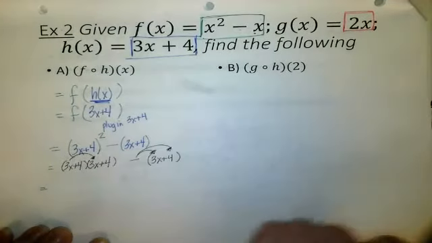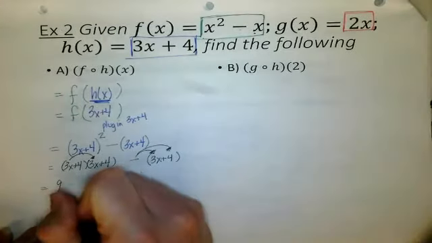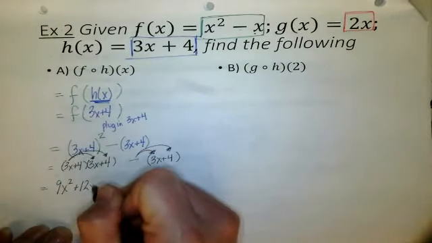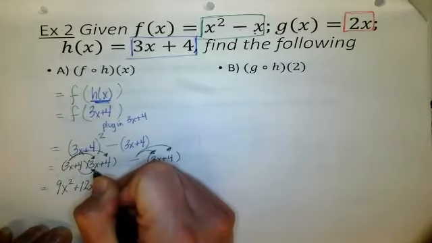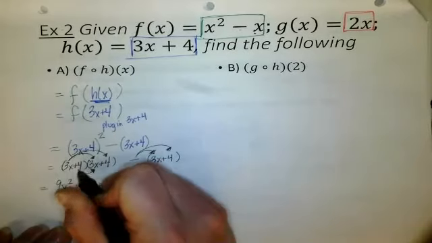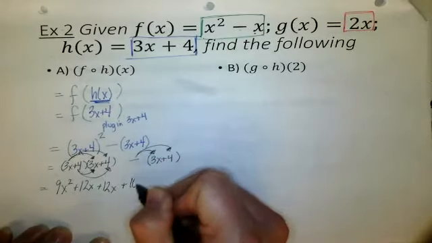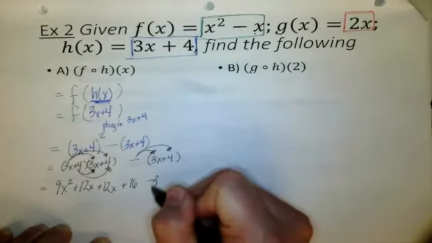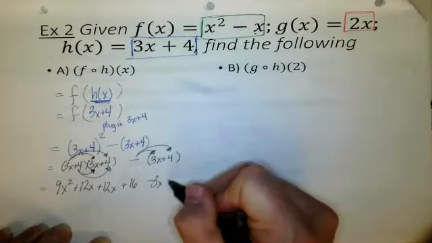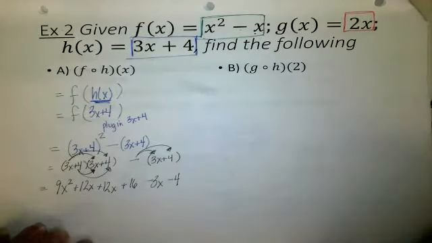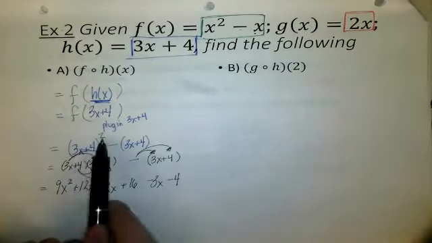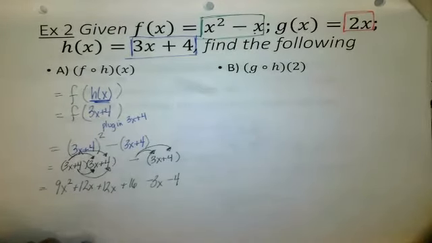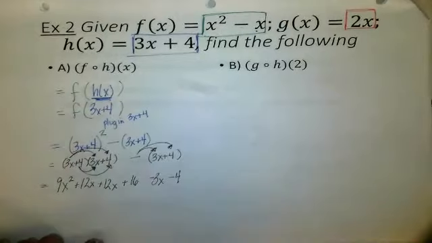First times first, 3x times 3x is 9x squared. 3x times 4 is 12x. 4 times 3x, another 12x. And then 4 times 4, 16. Very good. We're also going to distribute our negative. Negative times 3x is negative 3x. Negative times 4, negative 4. So be careful. This is called a binomial, 2 terms squared. So binomial square. That's always very, very tricky. So take your time with that.